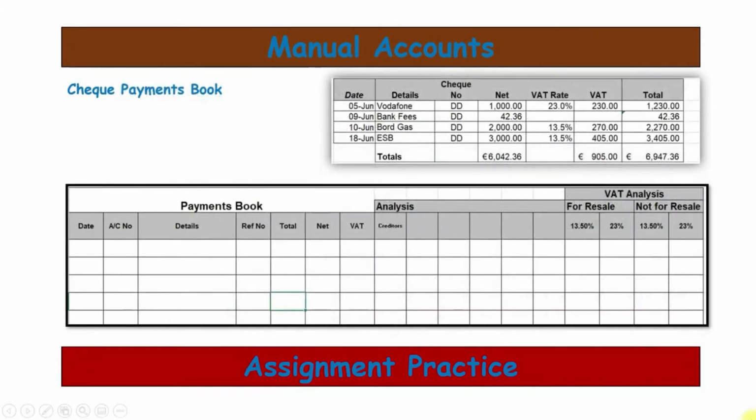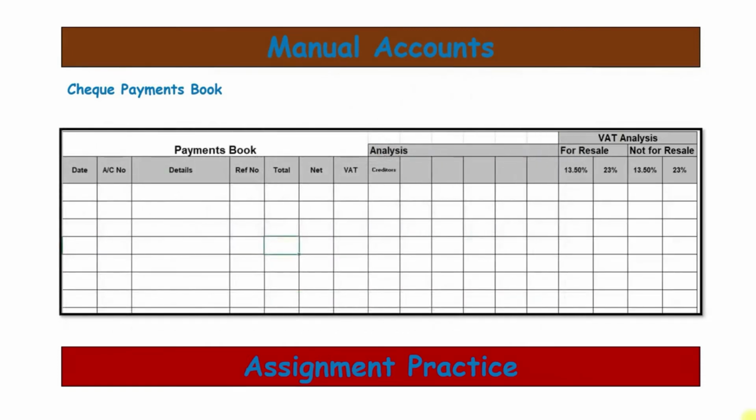From the completed payments book you can see that the reference number is DD for each item. Some items have VAT and some do not. And the VAT transactions are all not for resale. There are also some items at 23% and some at 13.5%. When we include the supplier payments, you can see how the date order is important.